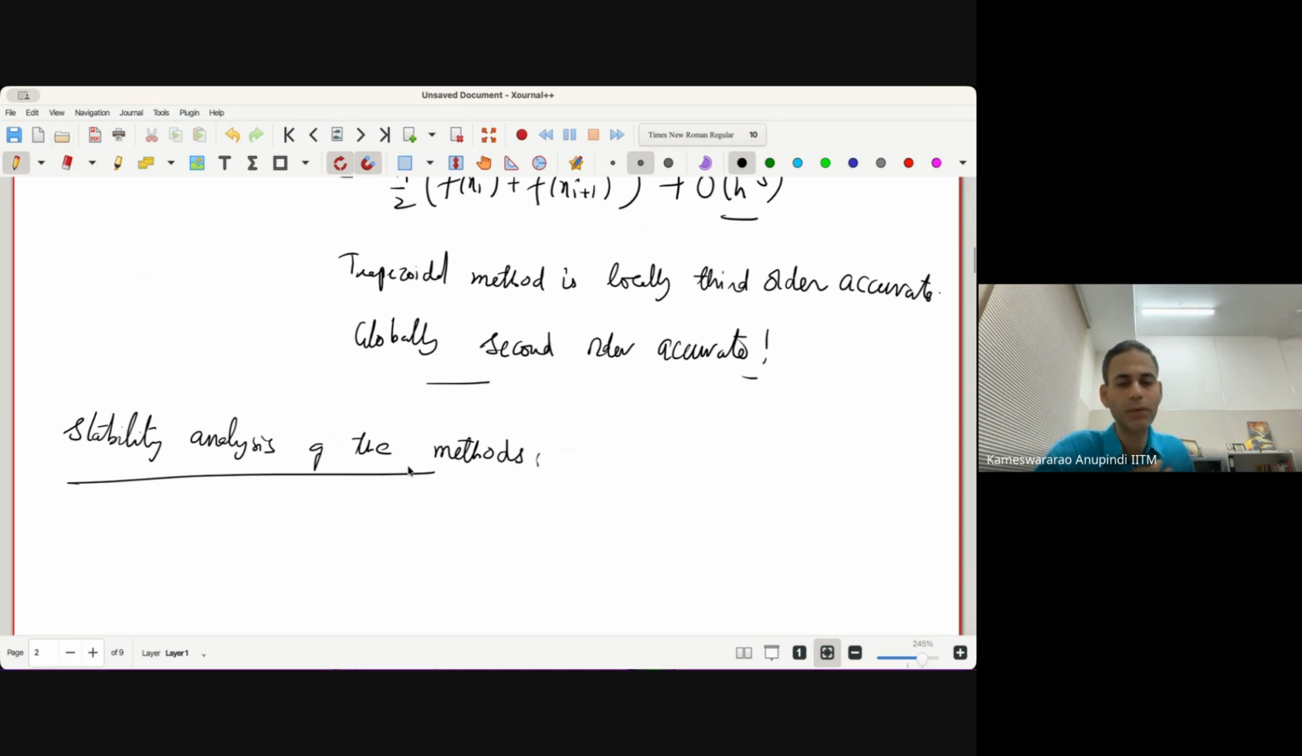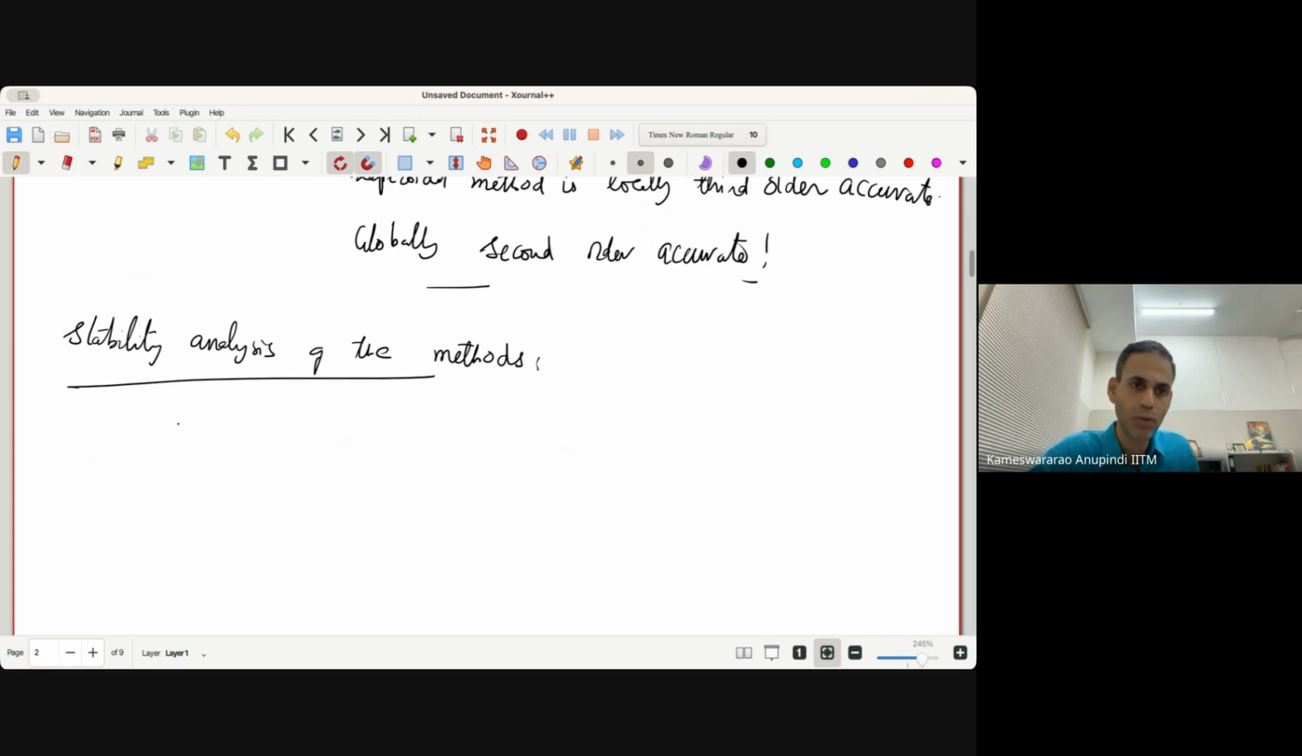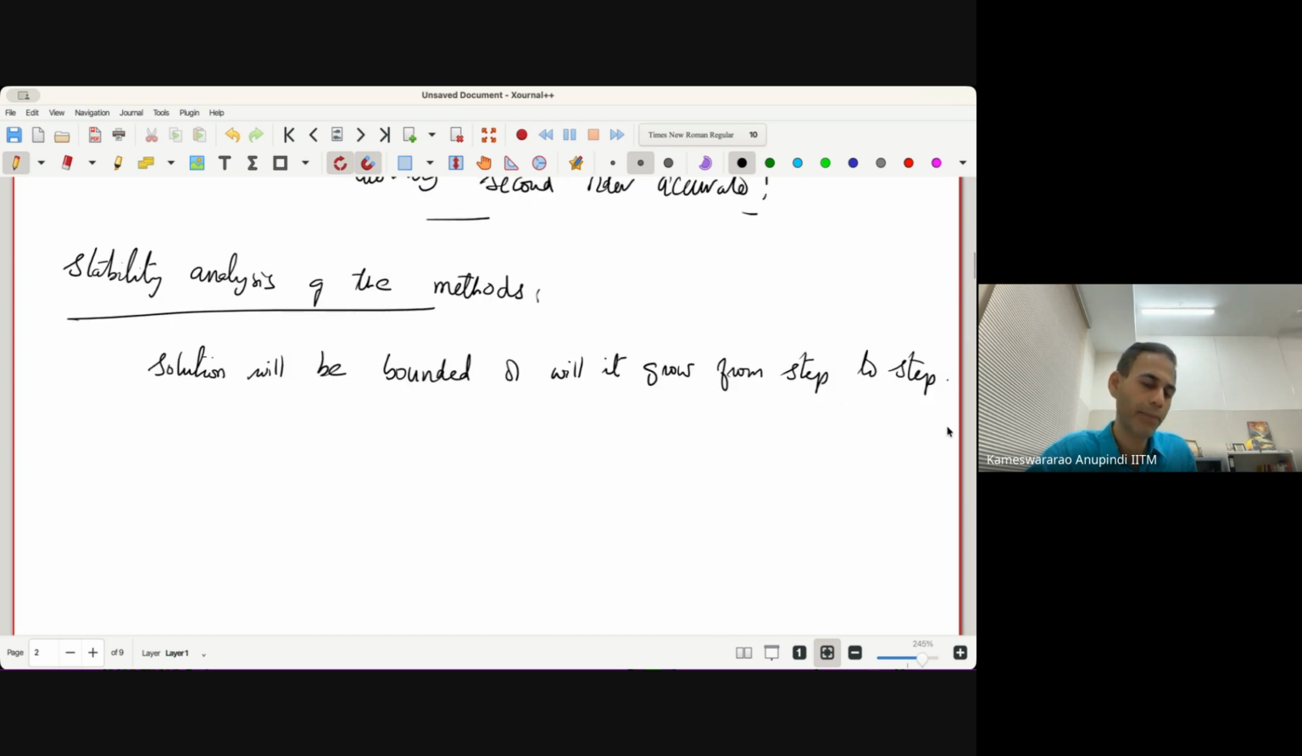So what was stability analysis? Stability analysis is basically we want to know whether our errors or our solution will be bounded or will it grow from step to step.